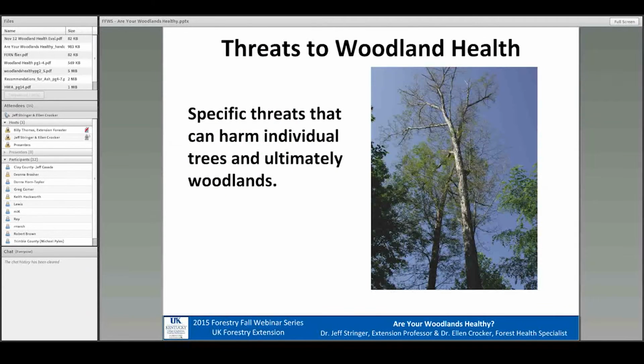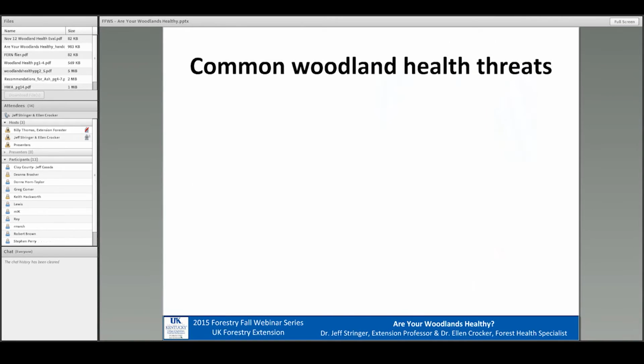Wonderful. Sounds so good. We'll go back to the slides here, and I'll turn it over to you. So as Jeff mentioned, there are a lot of different signs that you can use when you're in your woodland to look for potential forest health problems. And what I'm going to be talking about next is a few of the common woodland health threats that may in some part be causing those things or kind of contributing to the woodland health problems.